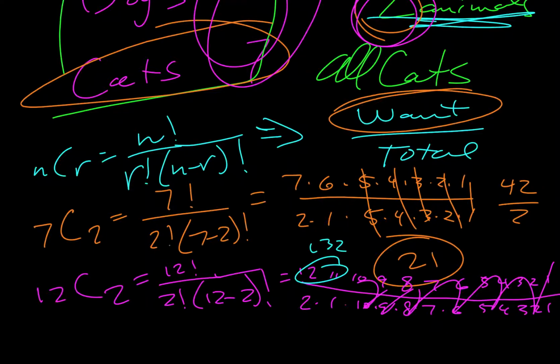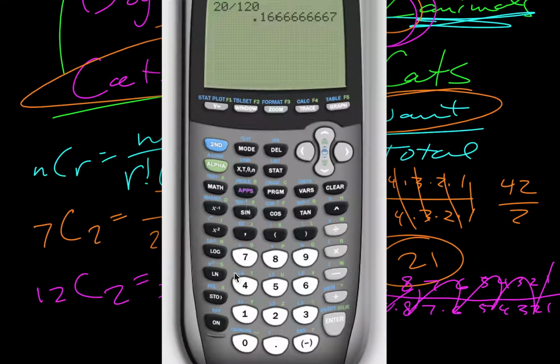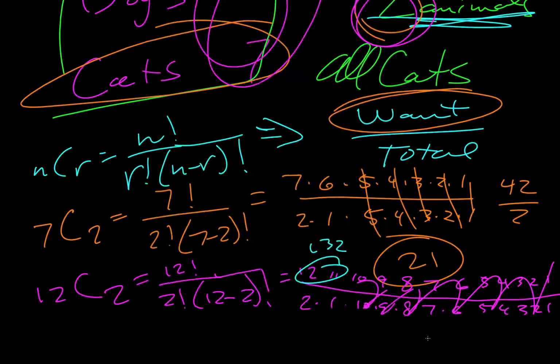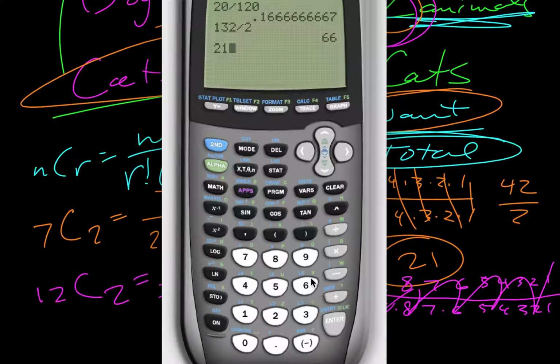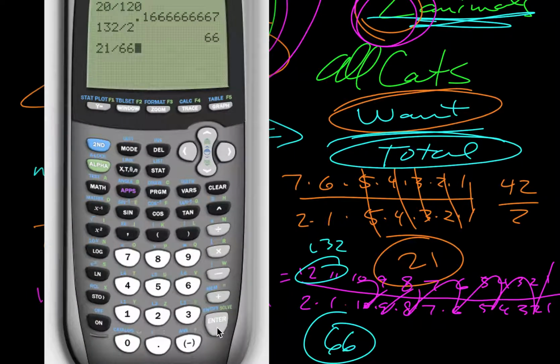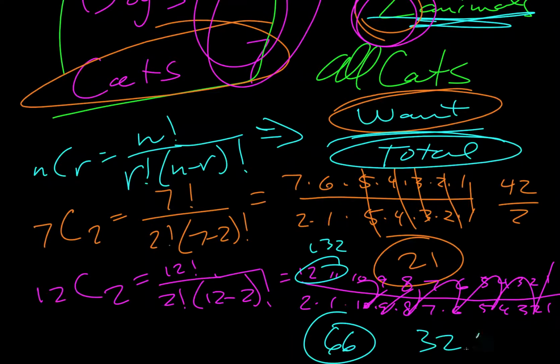So what is that? I don't know why I'm having a hard time with that. Oh well. Calculator, 66. So we have 66. Once again, that's our total. And so we just need to do 21 divided by 66. What we want, we can get 21 different ways, and then divided by the total number of ways we can get anything. And so that's going to be about 32% if we round it to the nearest percent.